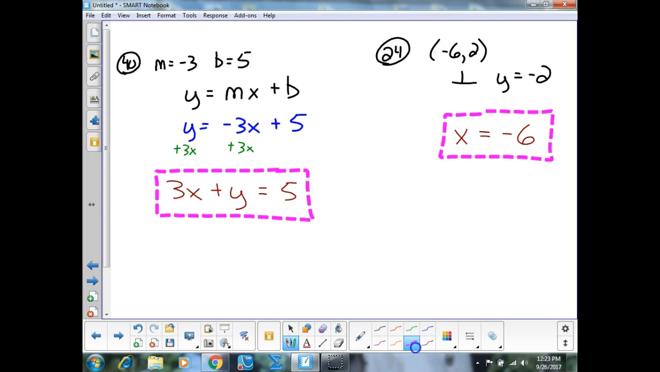If that one had said parallel, then we would have been parallel to that, so it still would have been a horizontal line, so it would have been y equals 2. Perpendicular is x equals -6. Good?